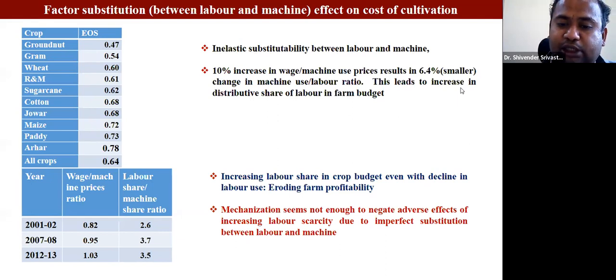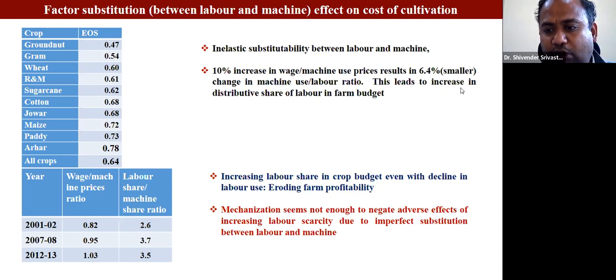In the simple sense, if I say farm mechanization is taking place, but it is not completely able to substitute the labor, then to that extent it will have some impact on the cost of cultivation. Because of the inadequate pace of farm mechanization, labor scarcity is taking place. In other words, we need to accelerate the pace of farm mechanization, and we should have a desirable substitution between farm machinery and labor use.